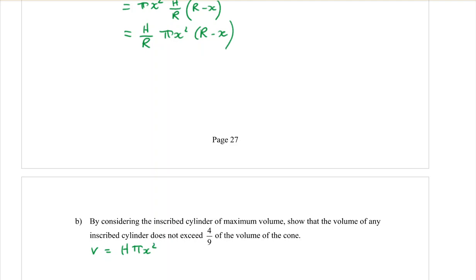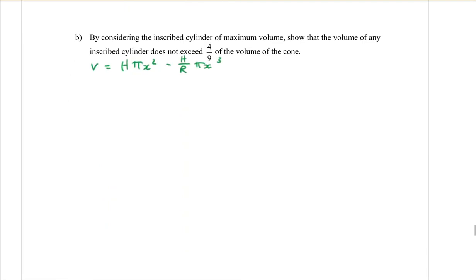Everyone's following me? It's just that times that, the r on the top and bottom cancelled out. Then I'm going to do all of that times by the x. Unfortunately, no cancelling out there. That's going to be minus h over r pi x cubed, because of the x squared times another x. Now I can move that up because I've got my equation.